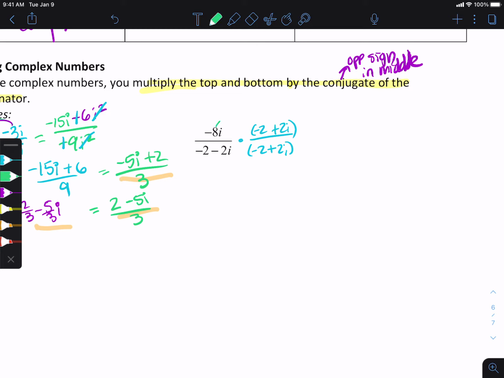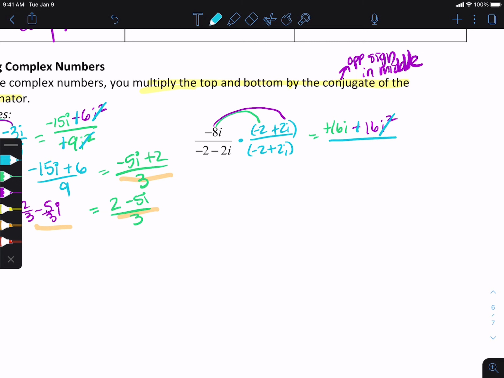We've got negative 8i times negative 2 is positive 16i. And then we've got negative 8i times positive 2i is negative 16i squared. So don't forget your squared part. Remember that we can change the squared to be a negative 1, so we just can cross this out and change that to a plus.